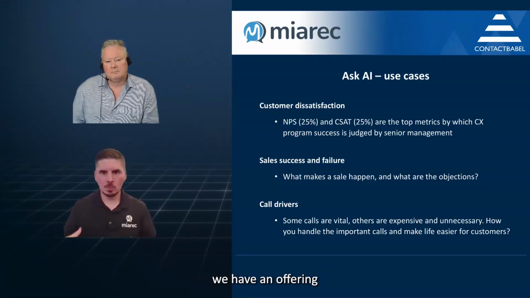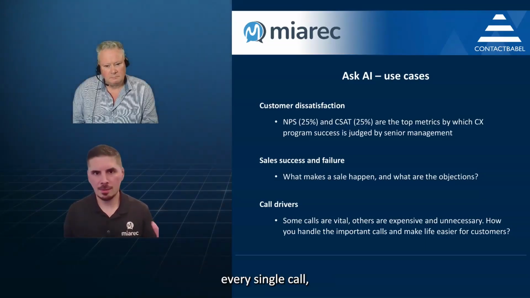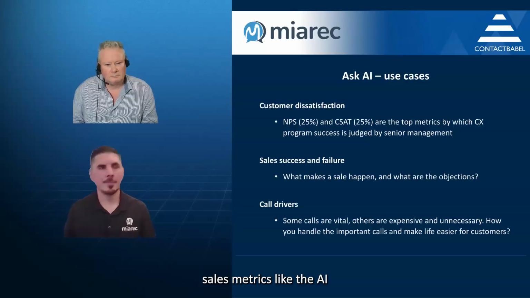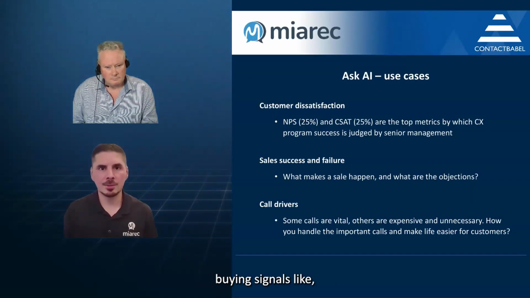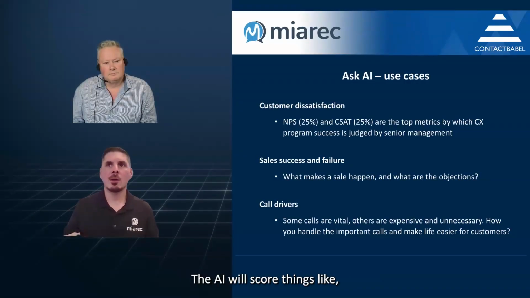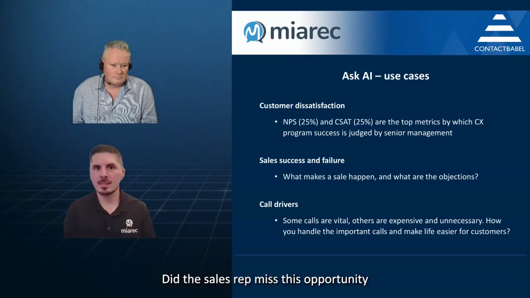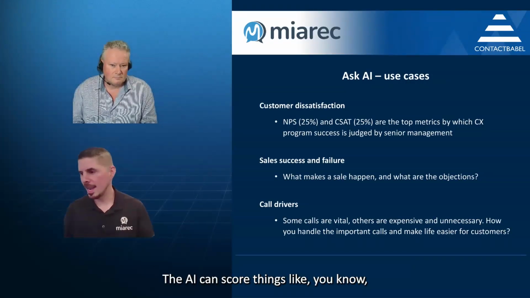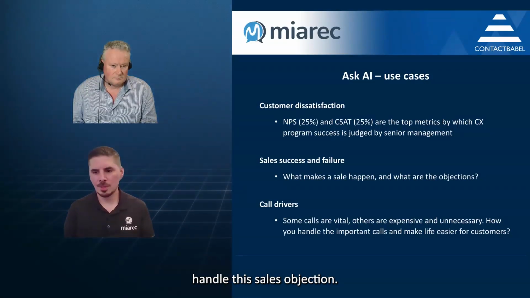For example, we have an offering called Revenue Intelligence. And what that does is on every single call, it scores a lot of really helpful and actionable sales metrics. Like, the AI can tell you on every single call, is this customer exhibiting buying signals? Are they asking about price? Are they asking how soon they can start? The AI will score things like missed sales opportunities. Did the sales rep miss this opportunity for upsell or cross-sell? And how much was it? The AI can score things like, how well did this sales rep handle this sales objection?